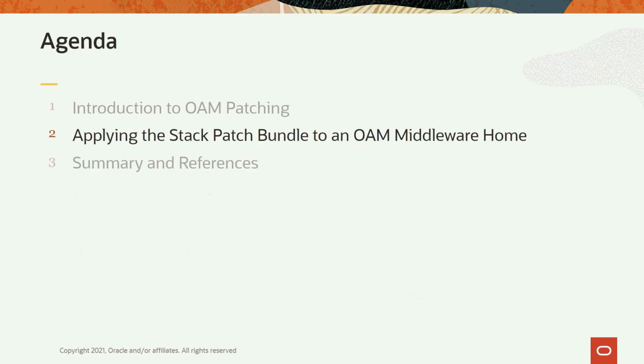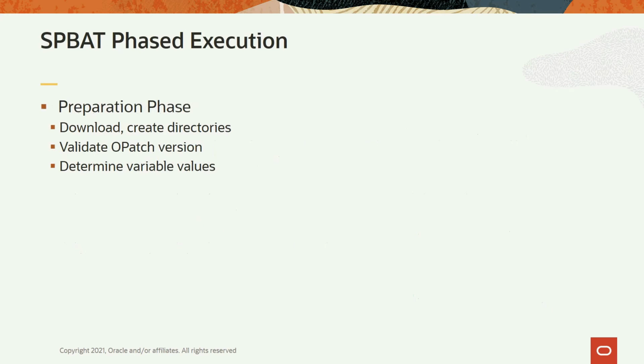Now we're going to go through the process of applying the stack patch bundle to an OAM middleware home. So the stack patch bundle process can be broken into 4 phases. Preparation phase, where we download the patch, validate the OPatch version, determine the values used for patching. There's no execution of the SPBAT tool for this phase. It's just getting everything in place.